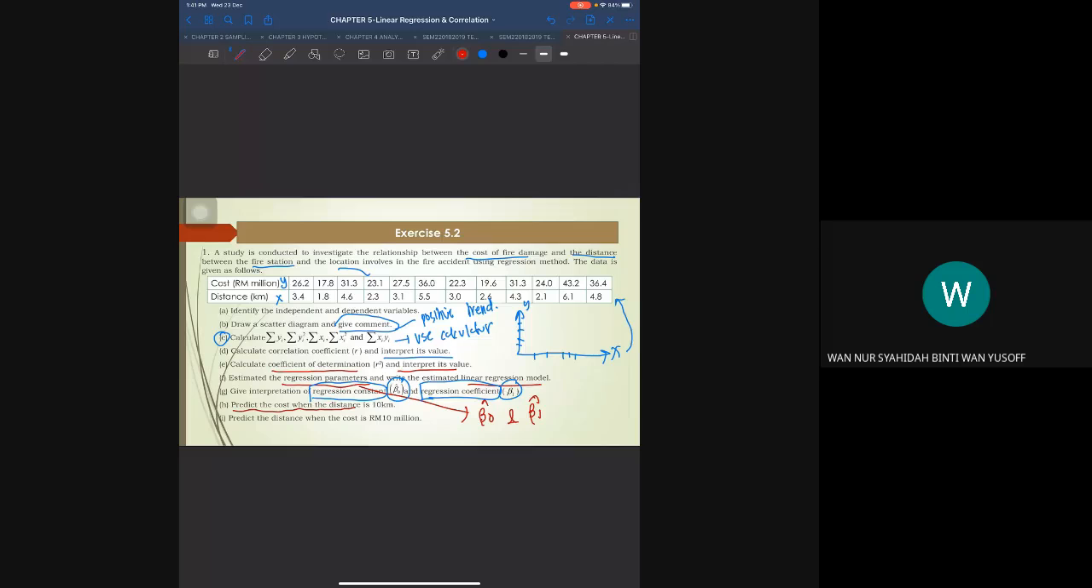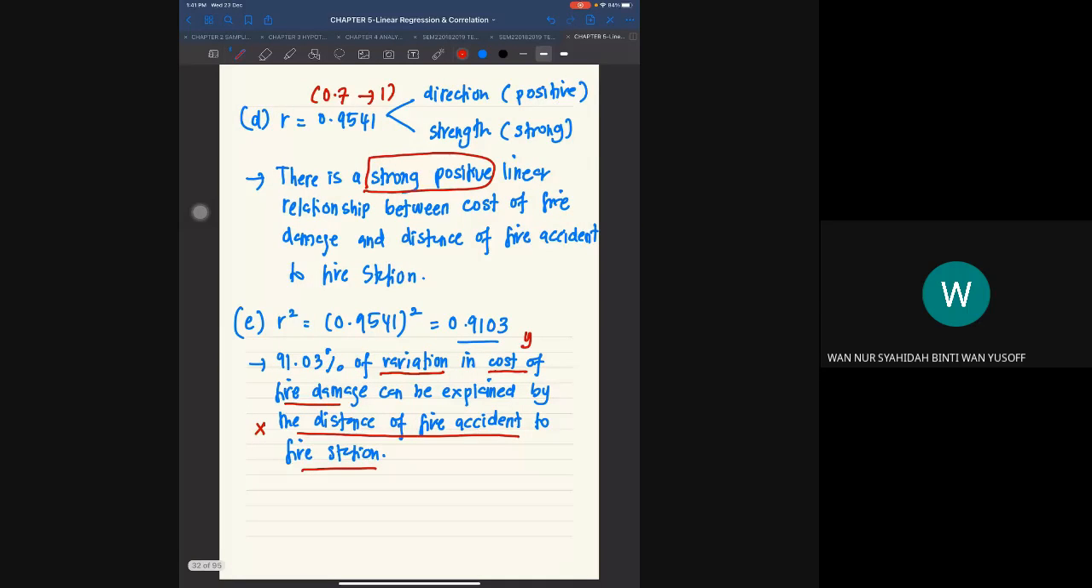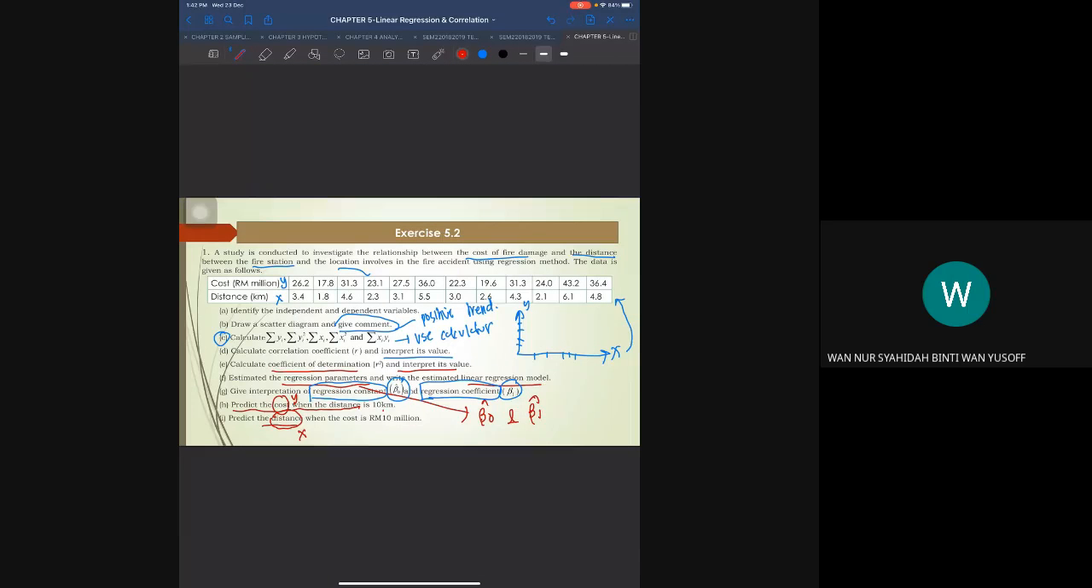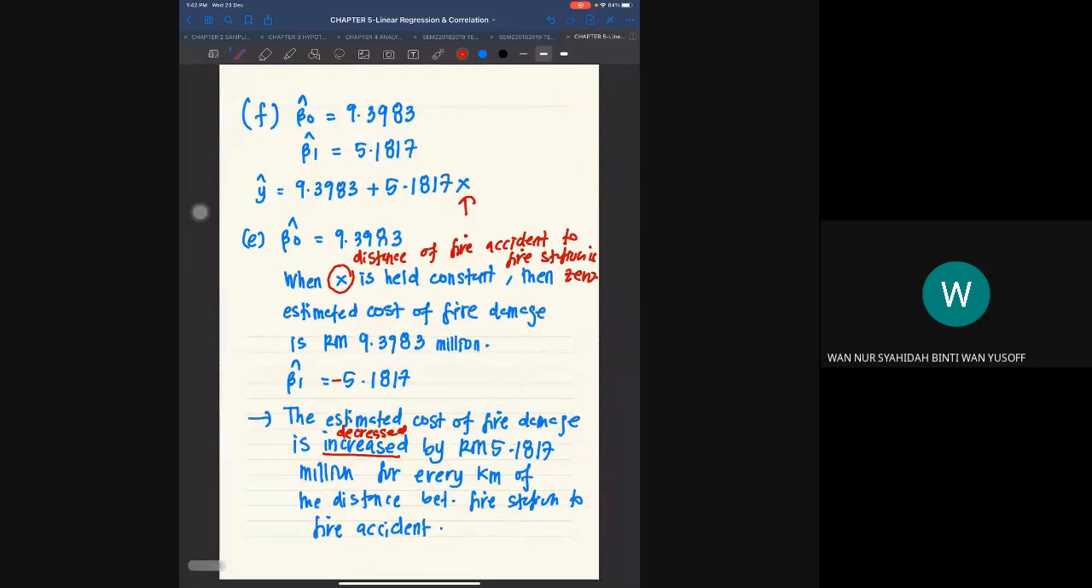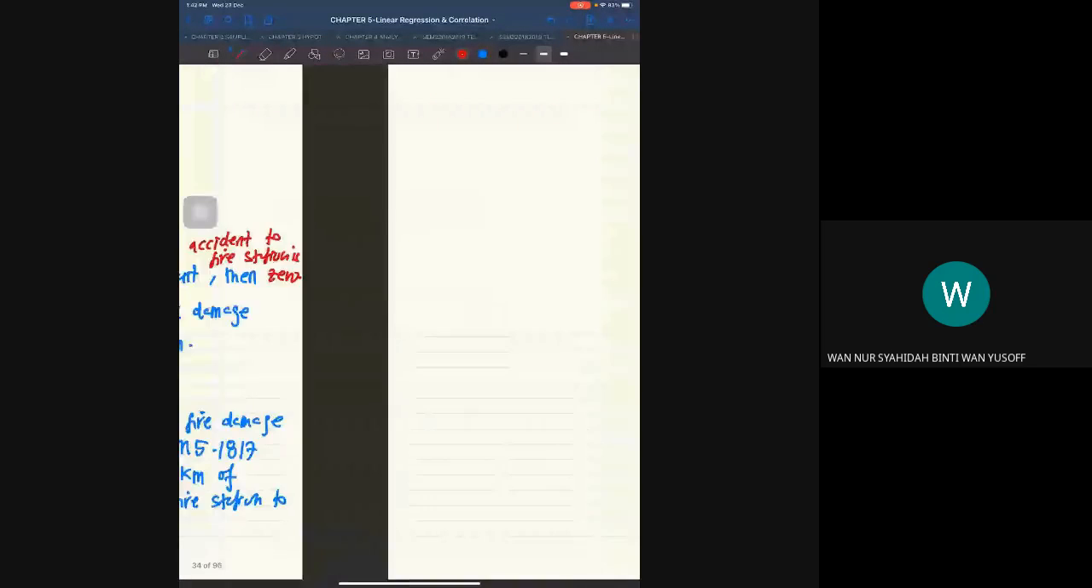Predict the cost when distance is 10 and predict the distance when cost is 10 million. So predict the cost, we know that cost is y. So here predict the y. Predict the distance, we know that distance is x. So here predict the x. So predict here by using the model that we have, the equation. Of course, when we need to predict something, we have to use the equation.